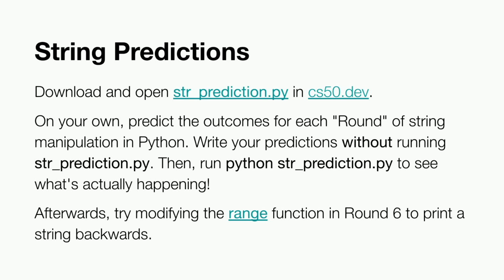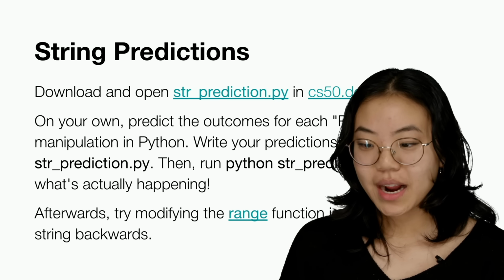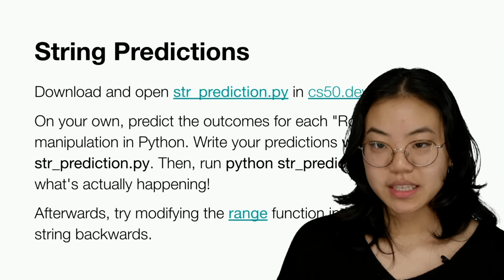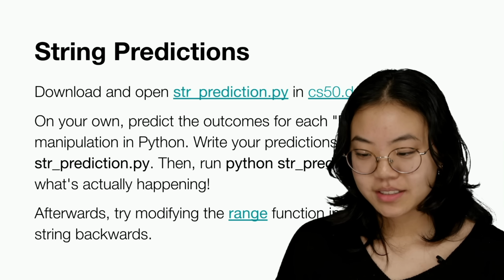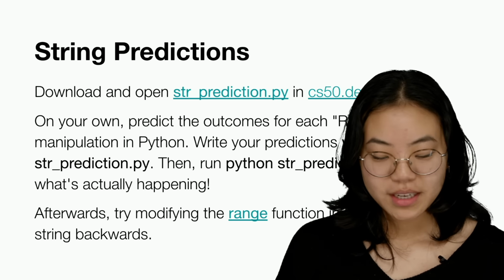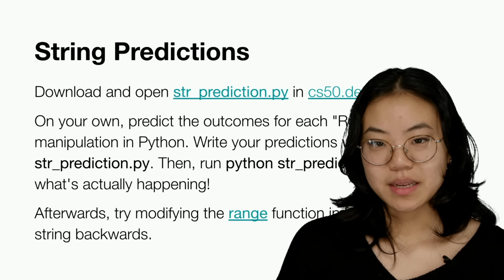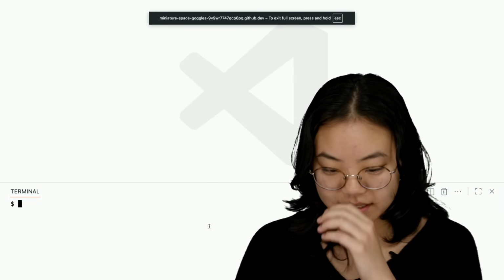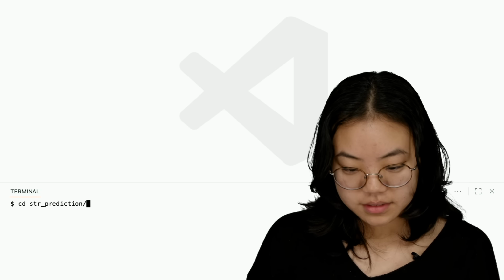Okay. So now we're going to do some practice. I've opened up and downloaded this string prediction file. And so we're going to predict what string comes out when we do some manipulation to it. Okay, so let's move to cs50.dev. I have created beforehand a string prediction folder. And so let's just open up round 1 here.